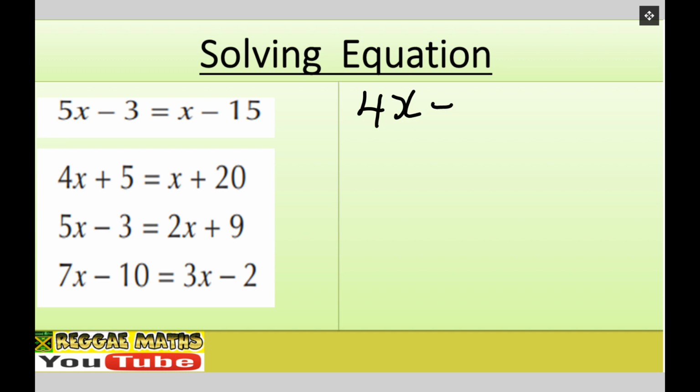For x plus 5 equals x plus 20. So again, follow the same procedure. My aim here is to get all the letters on one side, right? All the numbers on one side.